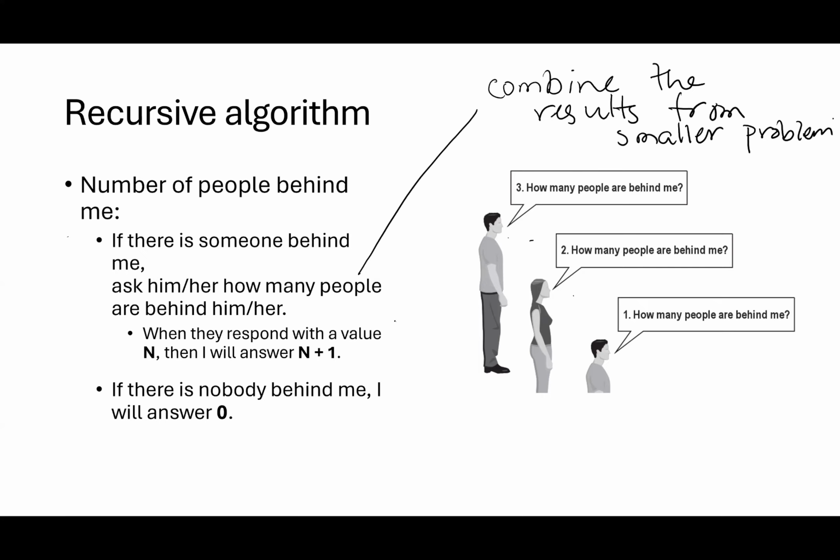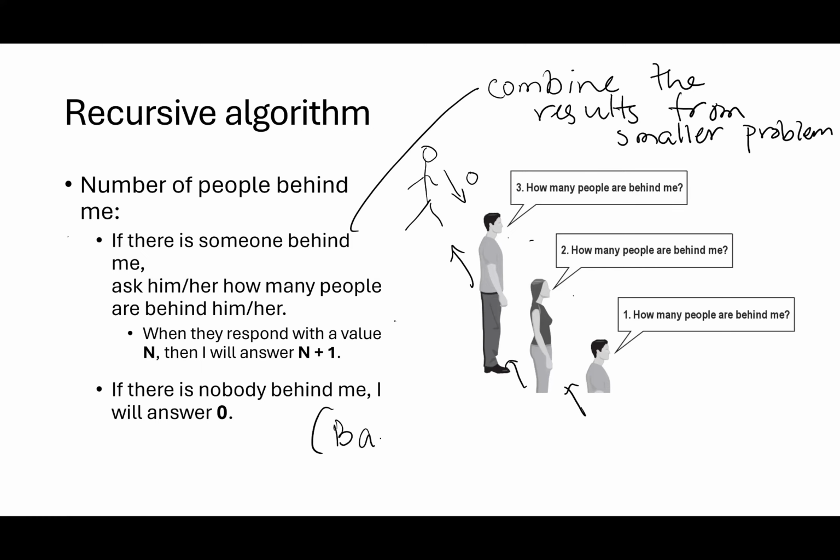And the second thing is, this recursion call cannot go on forever, right? Can I just keep on asking forever? Actually, there is someone who doesn't have any person behind him or her, right? So that person, suppose, is here. That person says, oh, okay, you see, there are 0 people behind me. That is called the base case. So any recursion should have this base case. Okay, so this is a base case.